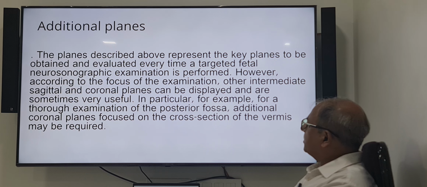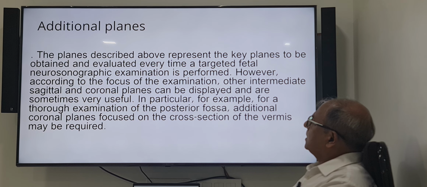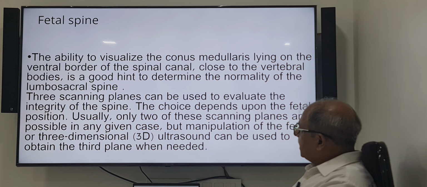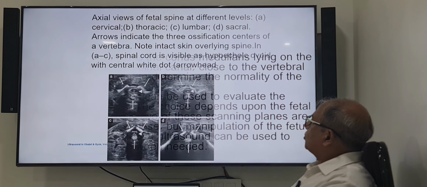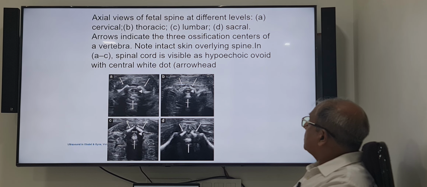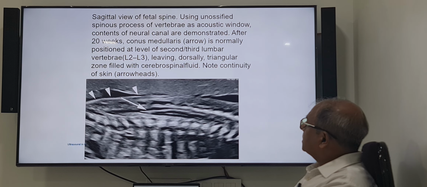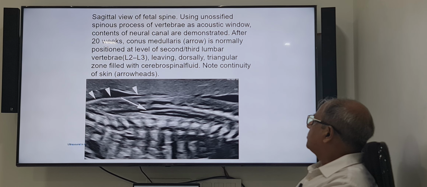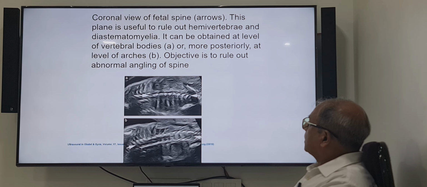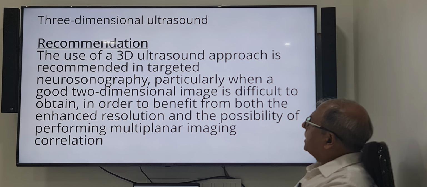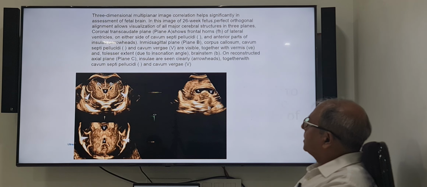The additional planes, we can take those additional planes also, and the fetal spine has to be done in three planes to be seen in detail, as already told in the screening examination. And again, if you do a detailed examination of the cord, you can see the cauda equina also. So using 3-dimensional ultrasound, we can take the spine in a very nice way. Use of the 3D ultrasound approach is recommended in targeted sonography. And these are the 3D methods. You take one view and you can get three orthogonal views.